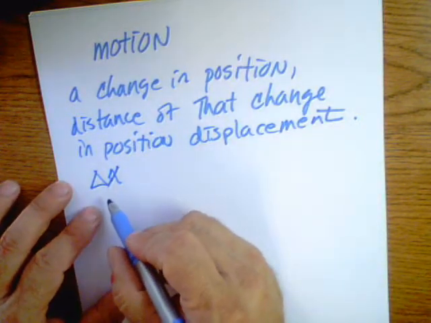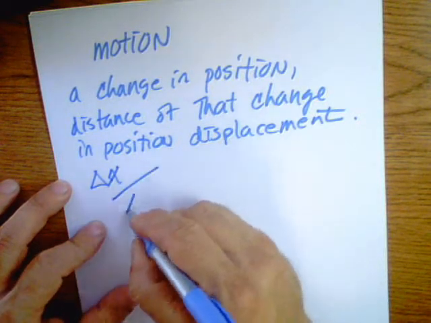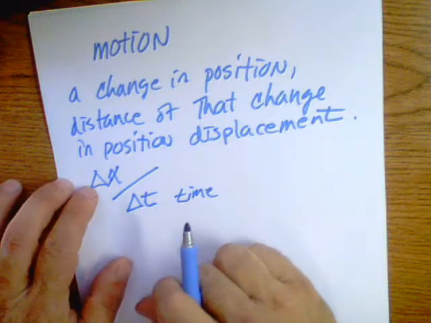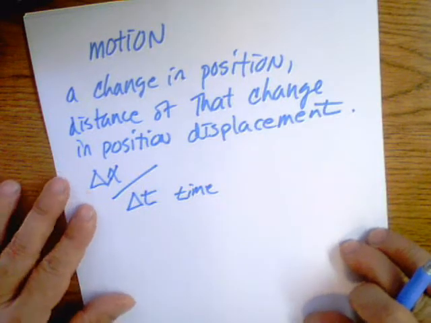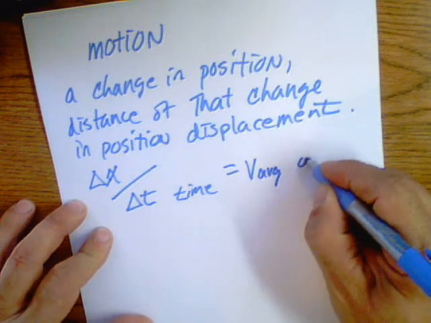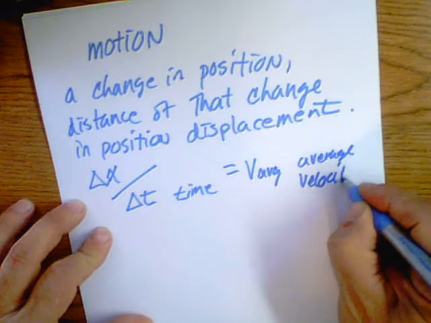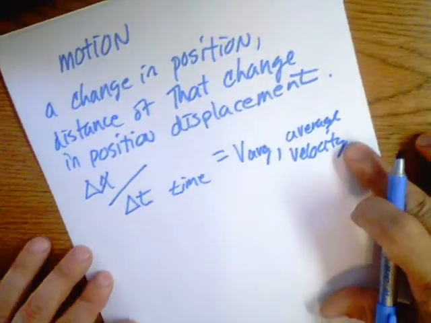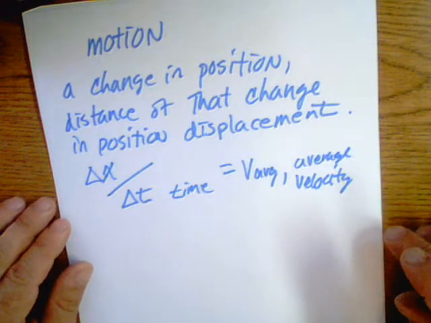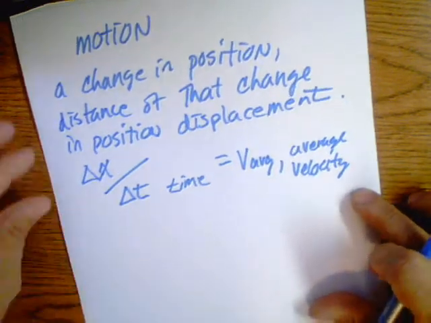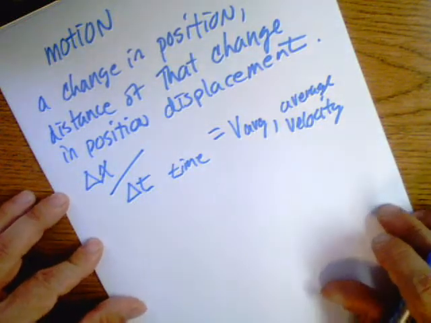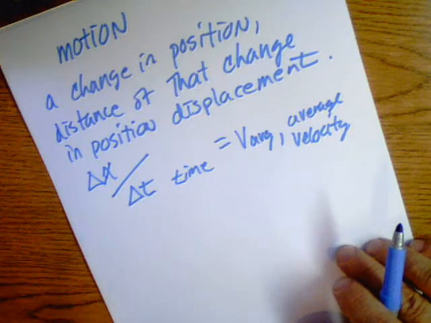So delta x in the numerator, and if you put that over delta t, and delta t would be time, change in time, change in position or displacement, the quotient is velocity, average velocity. Velocity has magnitude and direction. Speed only has magnitude. So if you're on a racetrack and you're going round and round and round, you have no velocity because you're right back where you started from, but you might have speed. So speed just has magnitude. Velocity has magnitude and direction.